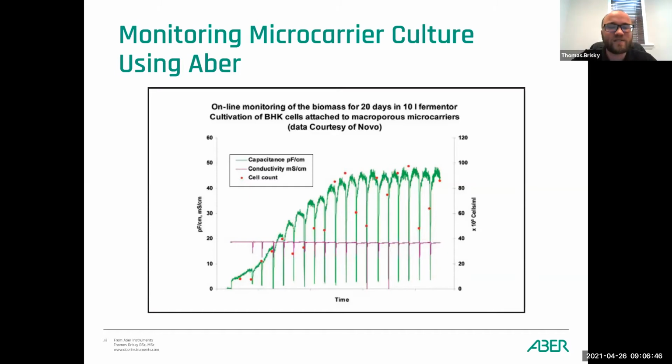The detail in this capacitance measurement is extremely useful. In contrast, the offline counts, which are represented by the red circles, as expected, are highly variable. This is expected because of the challenges of offline sampling and measuring immobilized cells on microcarriers.